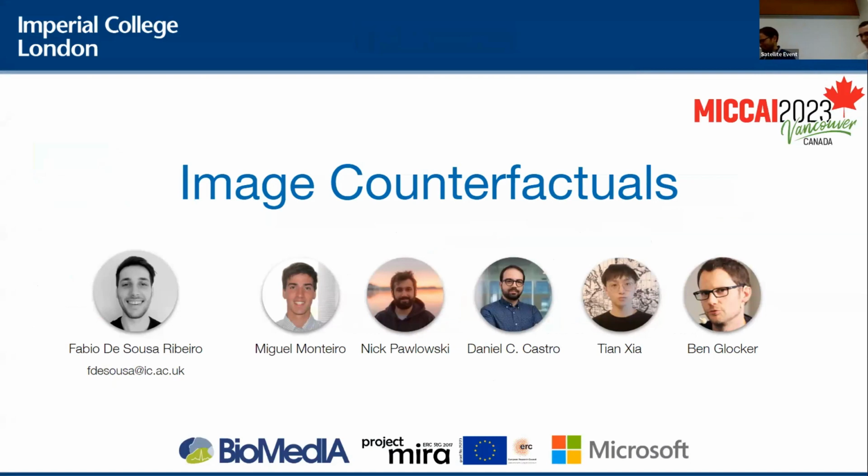Good. So before you start, Fabio is a research associate at Imperial College London. He is very active in the field of trying to bring causality into image generation models. So he will talk today a little bit about how we can generate image counterfactuals.